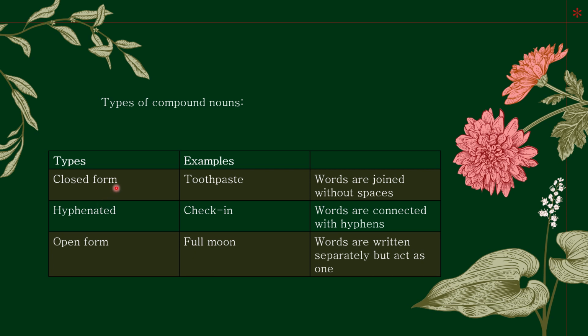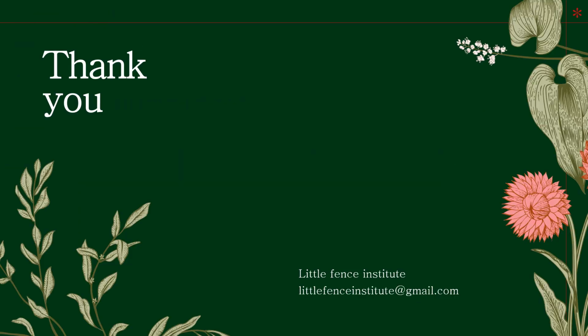There are various types of compound nouns. One is closed form, where you have words that are joined without space, like tooth plus paste becomes toothpaste, with no space in between. Then hyphenated, words that are connected with hyphens like check and in. So it's connected by a hyphen in between. Then you have open form where words are written separately but act as one. So like full moon, where there's a space between full and moon.